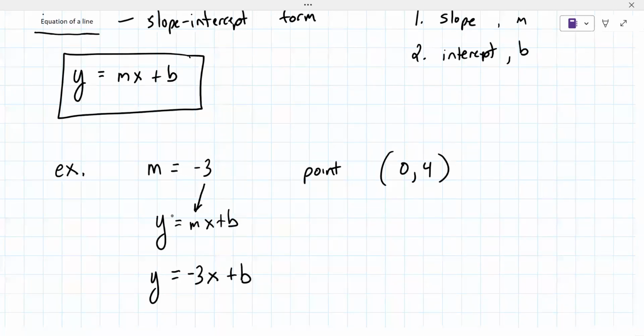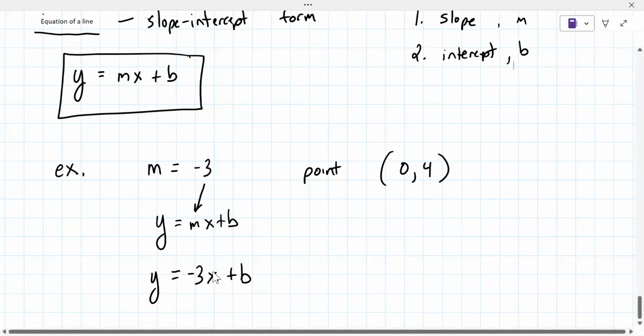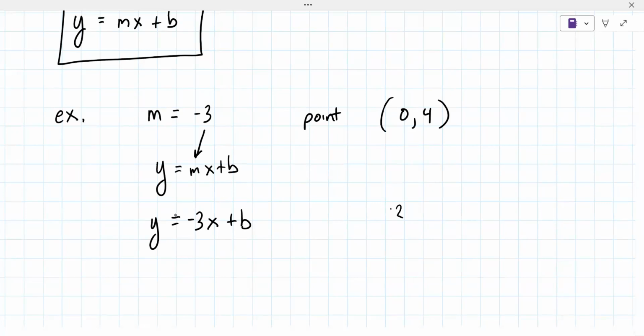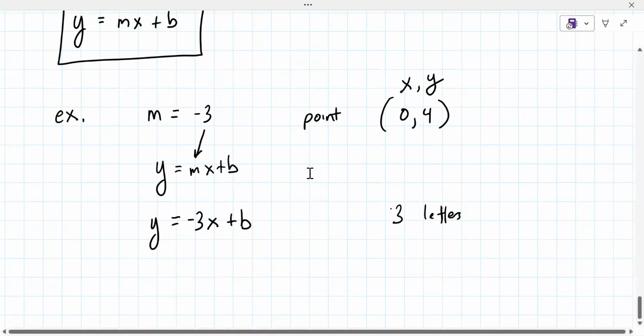How do I find the B? Good question. I'm glad you asked because that's what we're about to do here. So I want you to look at this line right here. There are 3 letters here: X, Y, and B. The point is an X and a Y value. X comes first, Y comes second. So we're going to put those values in.